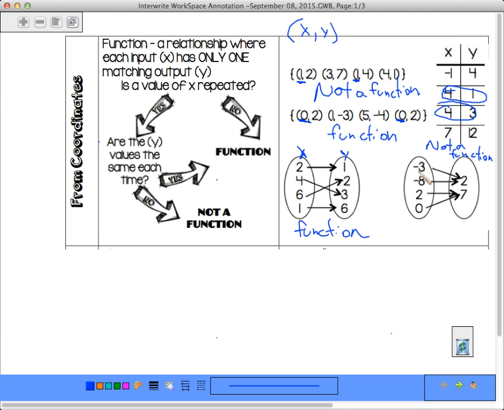Here, negative 3 goes to 2, negative 8 goes to 2, 2 goes to 7, 0 goes to 7. So 0 doesn't go to two different places. 2 doesn't go to two different places. Negative 8 doesn't, and negative 3 doesn't. So this is okay. Even though they're both going to the same one, you can repeat y's. You just can't repeat x's with different y's. So this is a function.